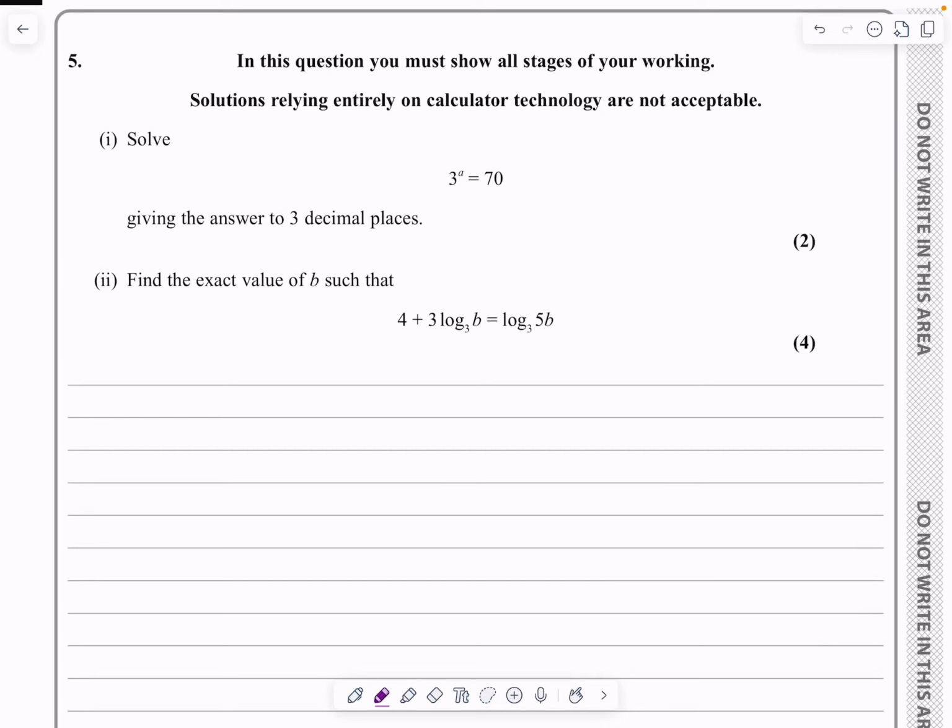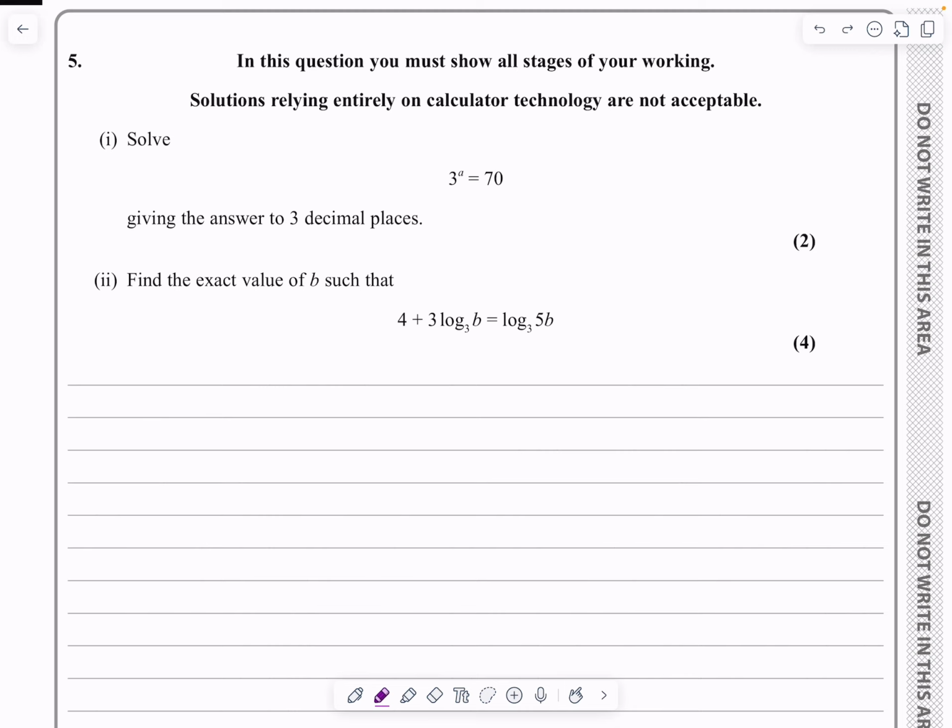Okay, this is the P2 paper from October 2023. It's question number 5, and this is an exponentials and logs question. We're going to be solving this exponential equation first off, and then the second part, we're going to be solving this log equation. And when I do that one, I'm going to do it in a slightly different way to how I've done other videos.